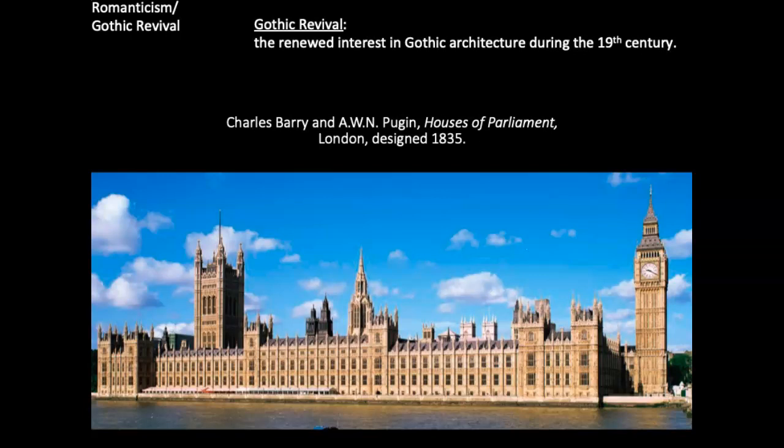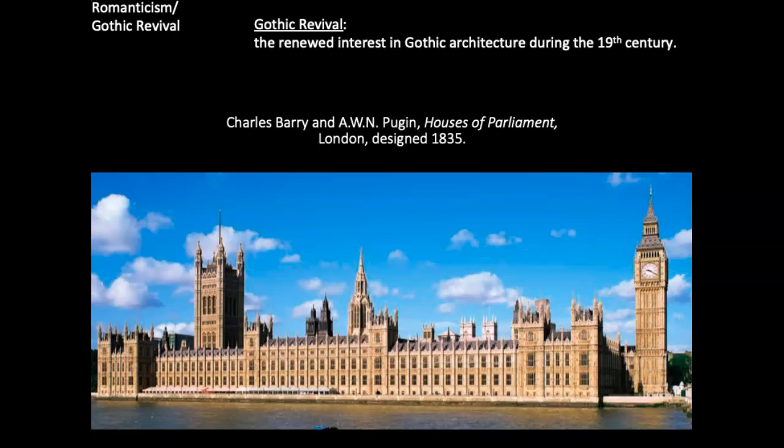This is the Houses of Parliament in London, and they were designed by two architects, Charles Barry and A.W.N. Pugin. Now, the two men were put to the task of building the Houses of Parliament after the original Houses of Parliament had been destroyed in a very tragic fire. We'll look at that fire and talk about it a little bit more.